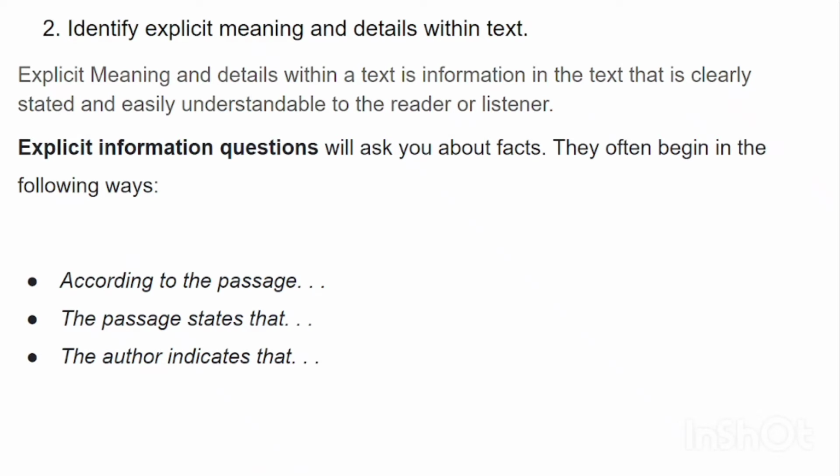Another question stem that gives you clues that it's an explicit information question is if it says the passage states that, or the author indicates that. So these are three question stems you can use to know whether the question is an explicit type of question, because it says according to the passage, the passage states, the author indicates. You can see that you can clearly find it in the passage. So you just have to go back in the passage and try to find it.